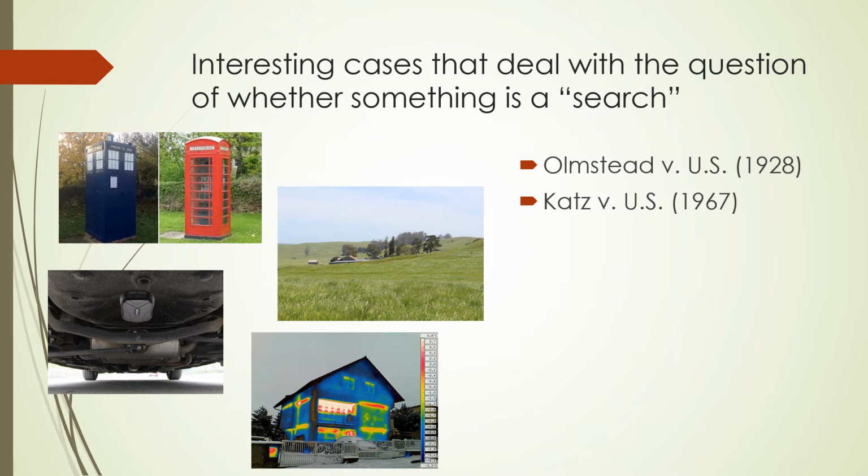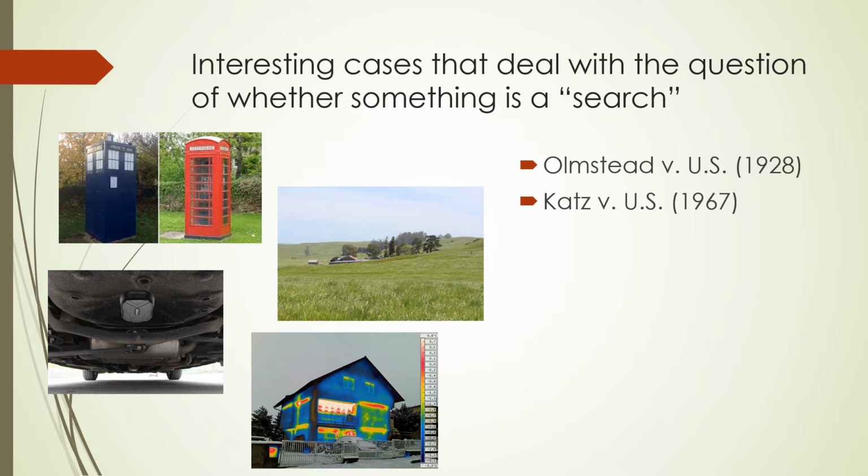Well, after some time, some change on the court, some different ways of thinking, a case came before the court involving a guy named Katz, and he was arrested. The police tapped the phone booth. This is a TARDIS, but this is a phone booth. The police tapped a phone booth that Katz was using to conduct his illegal activity. I believe that he was a bookie. So he used a phone booth to have people place bets and that kind of stuff. So they tapped the telephone line.